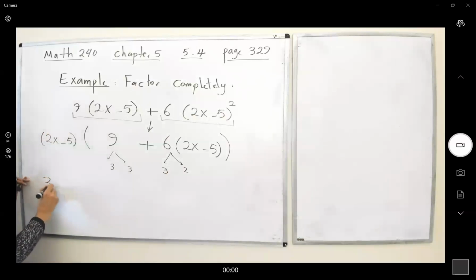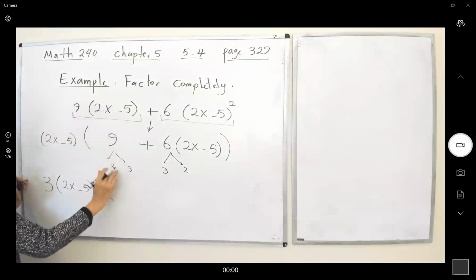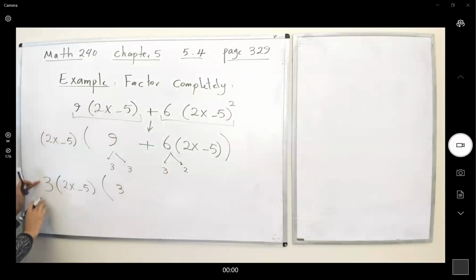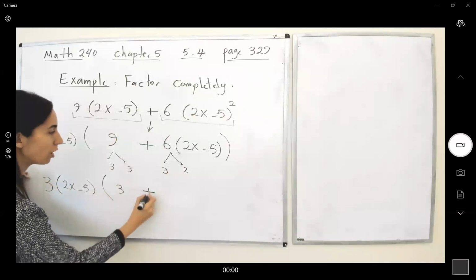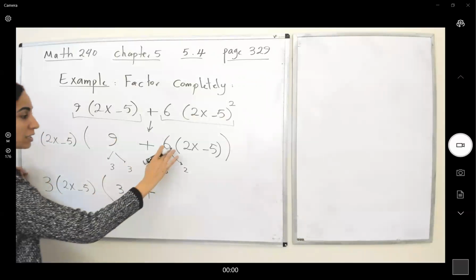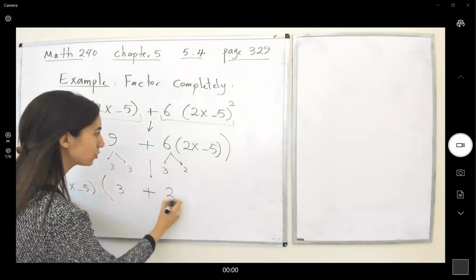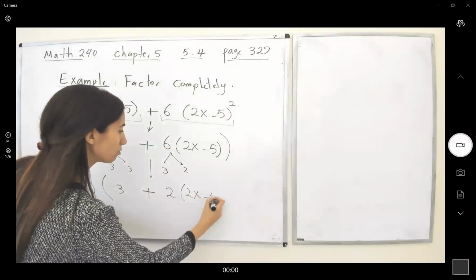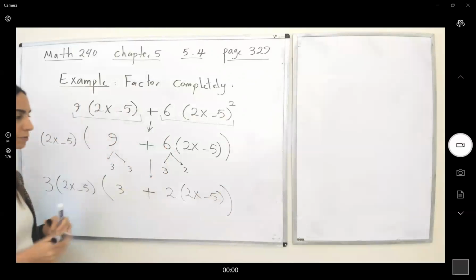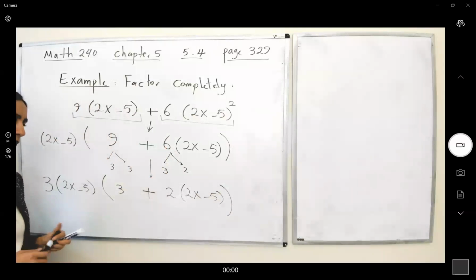So I'm going to take out 3, write it outside, 2x minus 5. What's left? 1 3 is left. 9 divided by 3 is 3, plus, copying down the operation, 6 divided by 3 is 2 times 2x minus 5. And, okay, let us take a look at this.